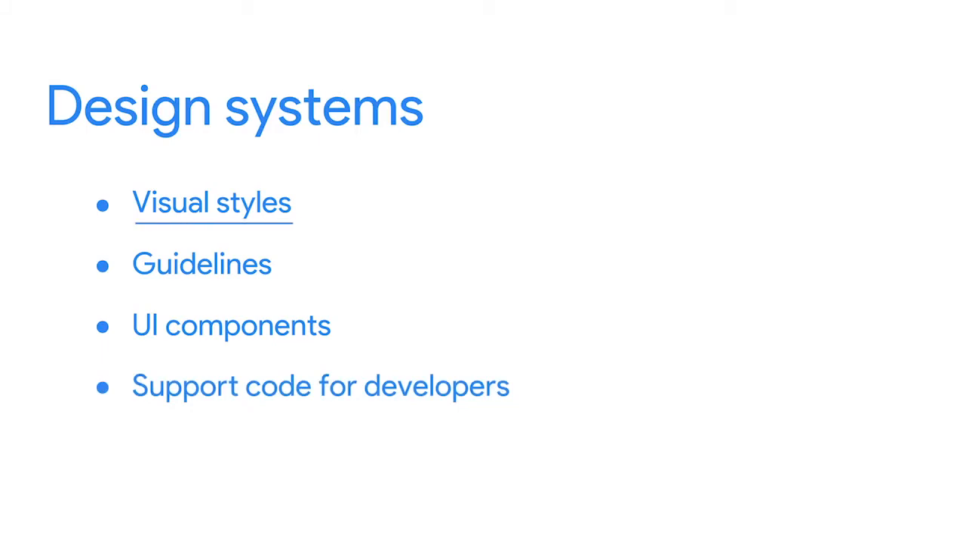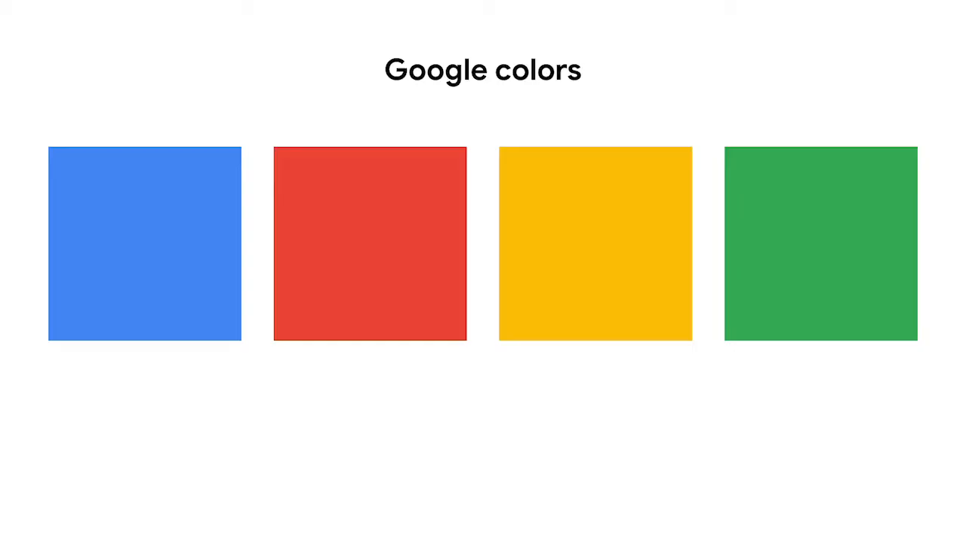First up, visual styles. Defining the styles for core visual design elements like typography, color palettes, and iconography helps companies express their brand more consistently. This also helps UX designers improve the user's experience. For example, here at Google, we often use the colors blue, red, yellow, and green in our websites and apps. So the hex codes for these colors are included in Google's design system, which helps ensure we're using the same shade of these 4 colors across all of our branding.